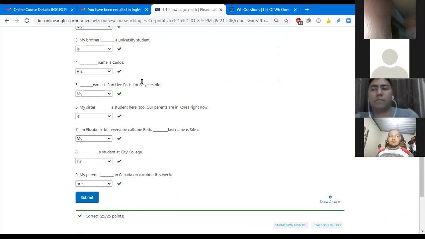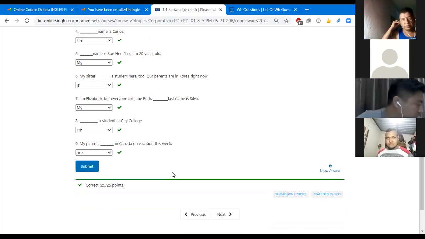And my sister is a student here too. Our parents are in Korea right now. And the other one is, I'm Elizabeth, but everyone calls me Beth. Okay, so they say my last name is Silva. I'm a student at City College. My parents are in Canada, but it's vacation this week.